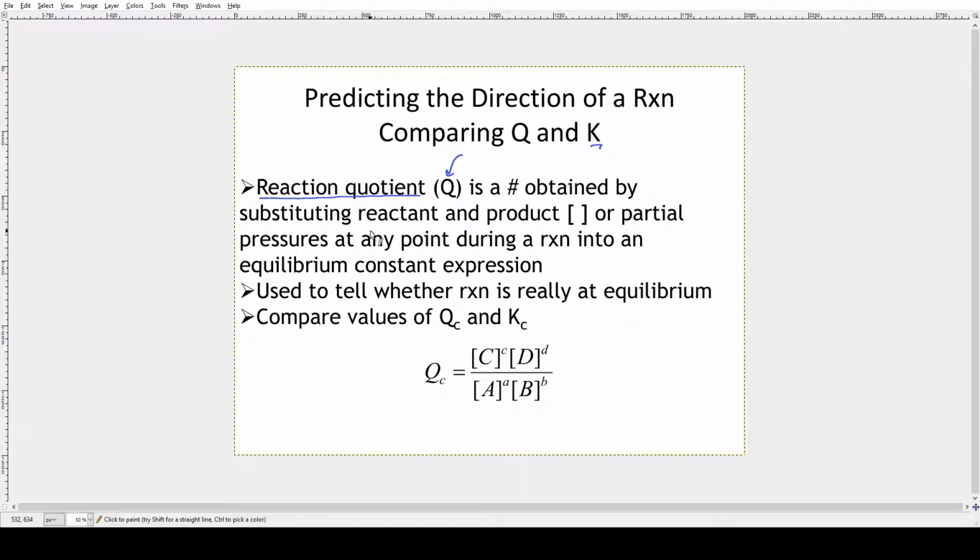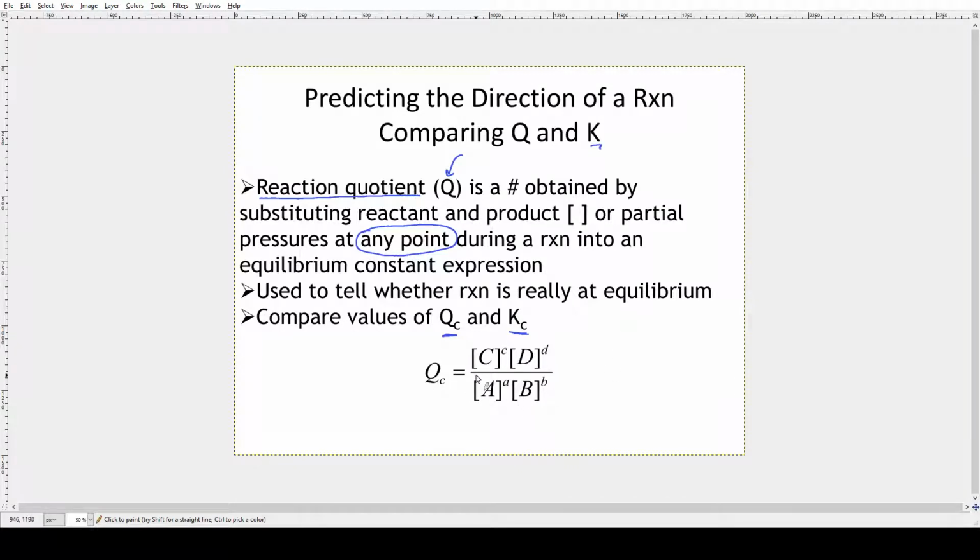So in other words, instead of using equilibrium concentrations, we're using concentrations from any point in the reaction. It could be right at the beginning, it could be halfway through, or it could be when it's at equilibrium. The point is, these are experimental values, and it could be at any point in the process. And when we find our Q value, we compare it to our K value, which should be known. Either it's given or calculated or found in a chart somewhere. We compare the values, and that tells us whether the reaction really is at equilibrium or what's going to happen next.